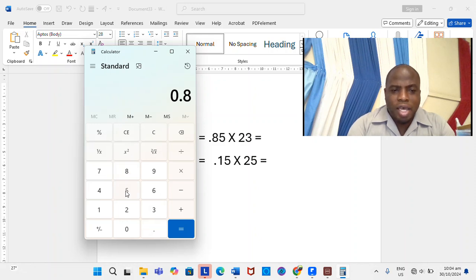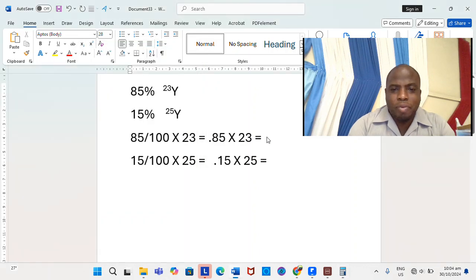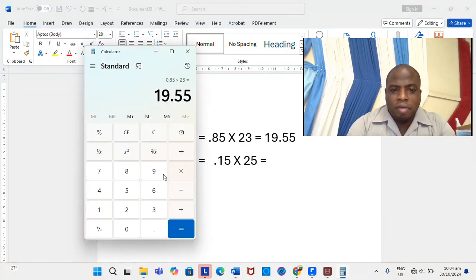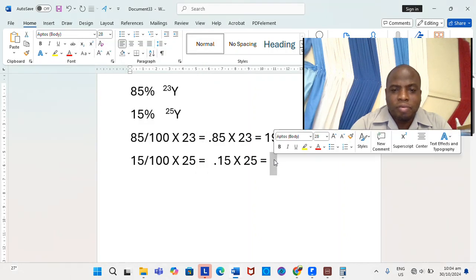So 0.85 times 23 gives me 19.55. Then of course 0.15 times 25 will give me 3.75.